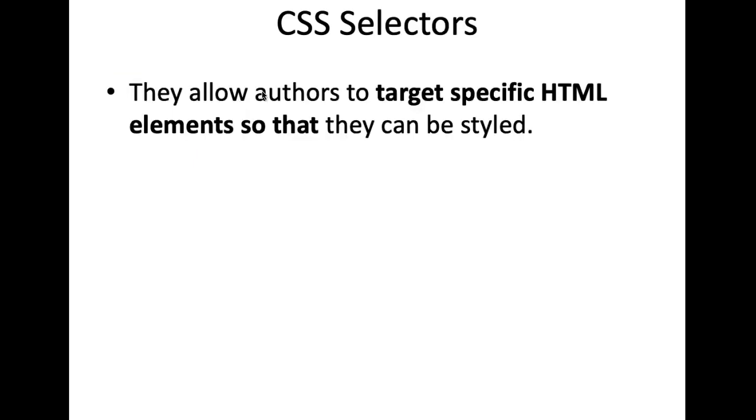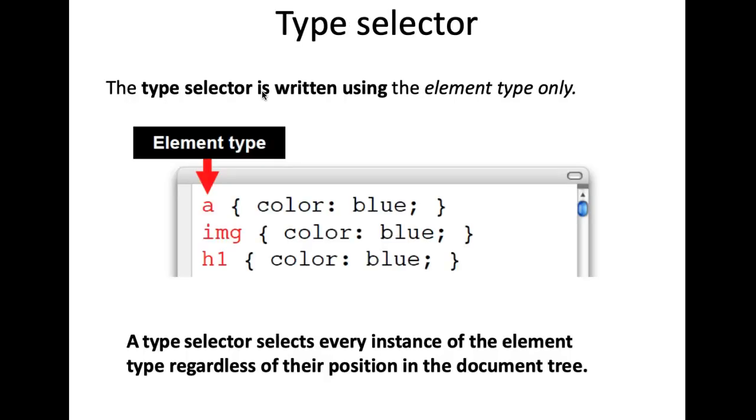So CSS selectors allow authors to target HTML elements so that they can be styled. So a selector can be a tag, an ID, a class. It's a way for CSS to access the properties of a specific HTML element. This is an example of a type selector. So here we're using only the element type, and that's it. So we see A. A would be the name of the tag we're targeting. So all anchor tags, all of them, would have the color blue. IMG would mean all images would have the color blue. And H1 would mean all H1 tags.